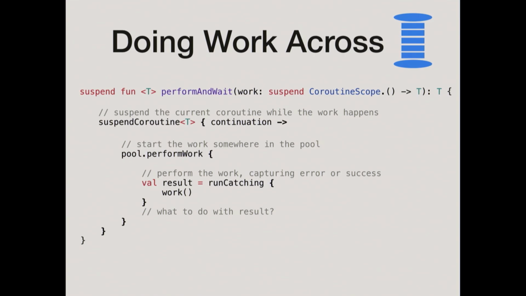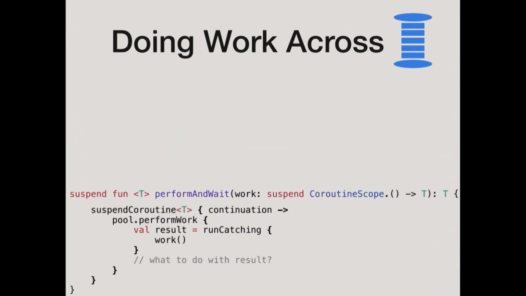Now here I put it inside of runCatching. I believe it's either from the standard library or from Kotlin Coroutines. But essentially, what it does is it wraps that block, and it'll capture any exceptions and wrap that into a result. So that val result will actually be a result type. Now the question is, what do we do with that result? We're on some other thread somewhere else in the pool. How do we get that back so that we can unsuspend and resume with the result of that work we did?